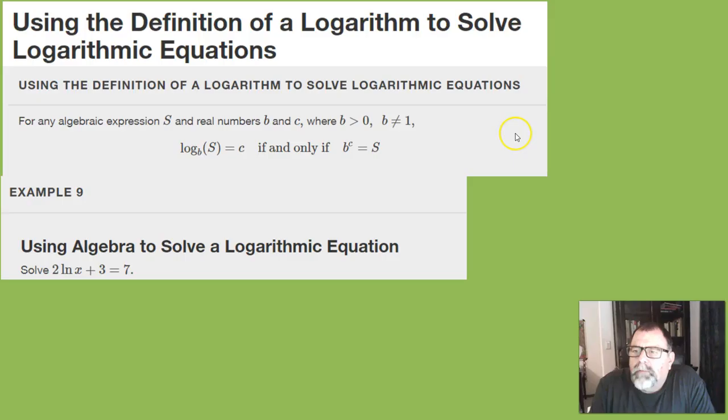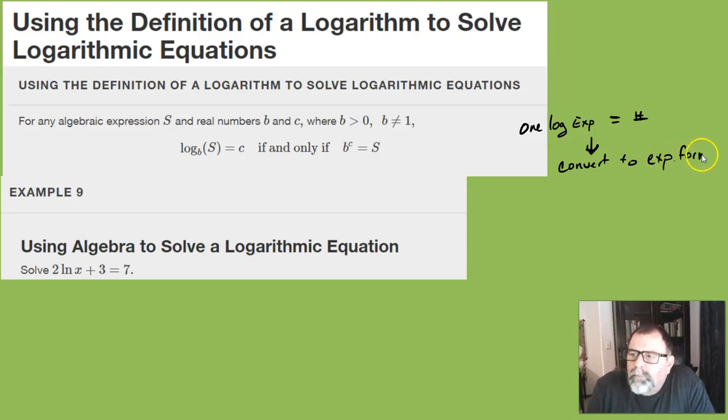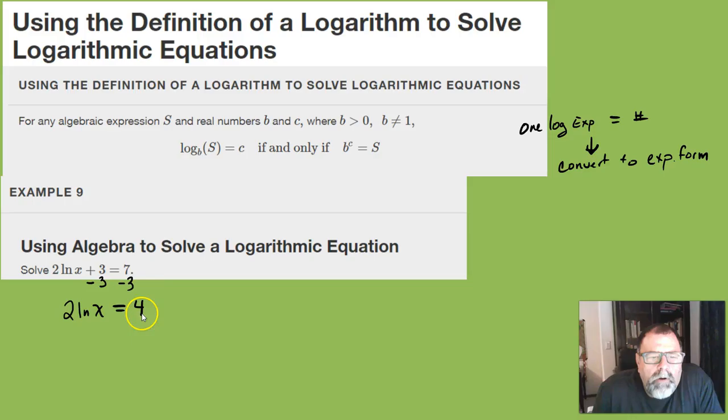So this is the way I think of it. One log expression equals a number. And then I'm going to convert to exponential form, which is the definition of a logarithm, basically this statement here. So if I can get this to be one logarithm, we're going to use our properties. So first let's get rid of this minus 3. So we get 2 natural log of x equals 4.